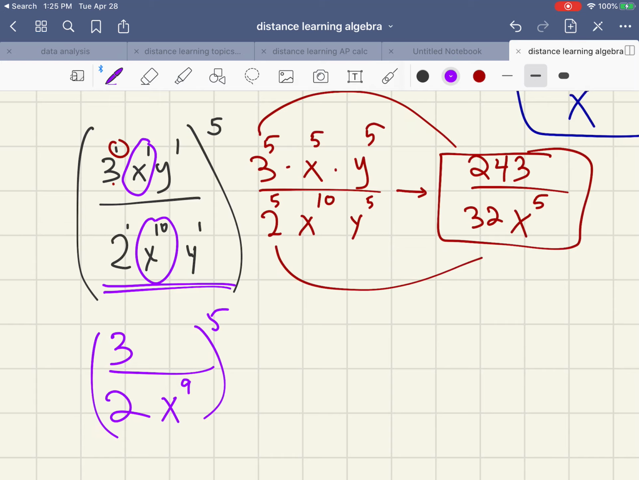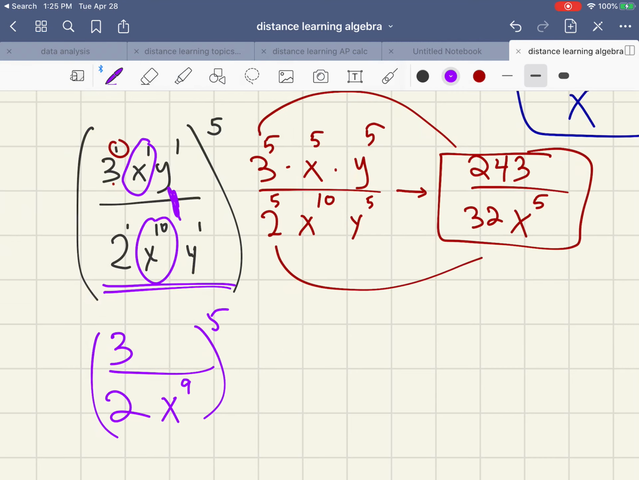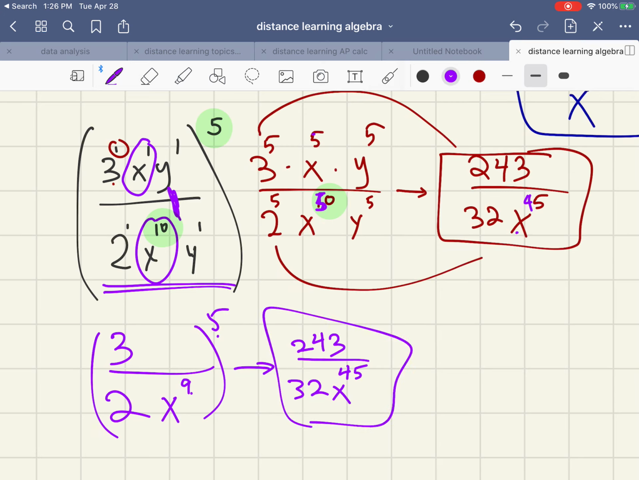And I'm noticing that I made a mistake before. Maybe you caught that. Glad I did this a second time. And then the y's will cancel because it's y over y. And then I'm going to get the 243 over 32 x to the, I'm going to multiply to get 45 here. The mistake I made was that I never multiplied the 10 by 5. This should have been a 50 here, and that should then have been a 45. So 5 here, 50 there, 45 more in the denominator. Everyone makes mistakes.